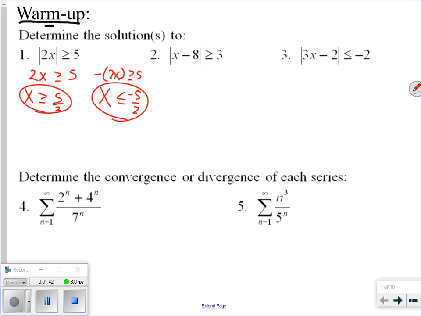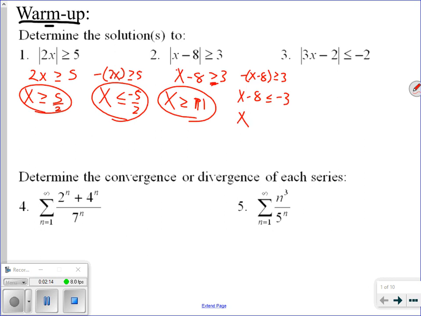Okay. Over here, this is x minus 8 is greater than or equal to 3. And negative x minus 8 is greater than or equal to 3. Okay. So for the first one, you just add 8. That's x is greater than or equal to, 11, sorry. And then for the other one, you divide by negative. And remember, dividing by negative is going to switch the sign. And then we can add 8. So x is less than or equal to 5.